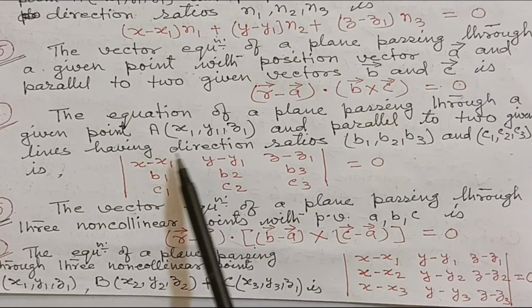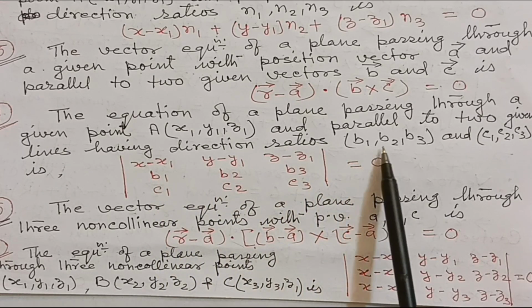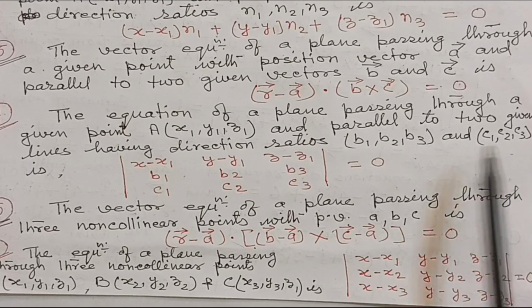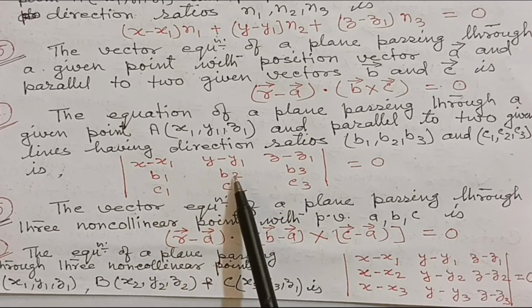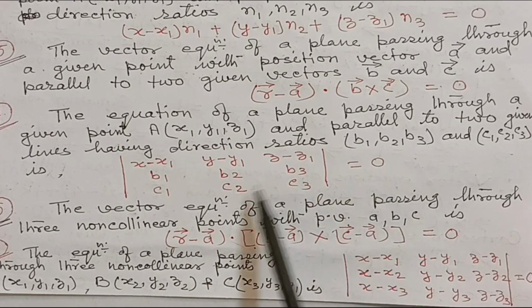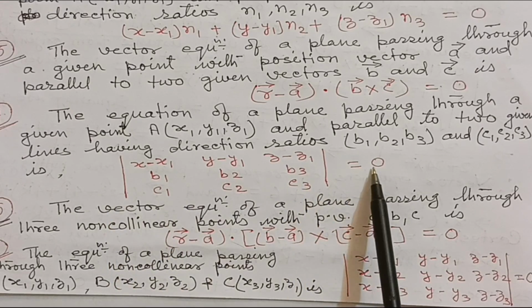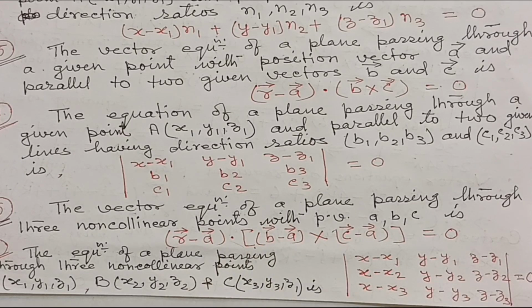Parallel to two given lines with direction ratios b1, b2, b3 and c1, c2, c3, the equation is the determinant with rows (x minus x1, y minus y1, z minus z1), (b1, b2, b3), (c1, c2, c3), and that determinant is equal to 0. It is the Cartesian equation. Now next, very important: you will have to solve most of the problems with these equations.